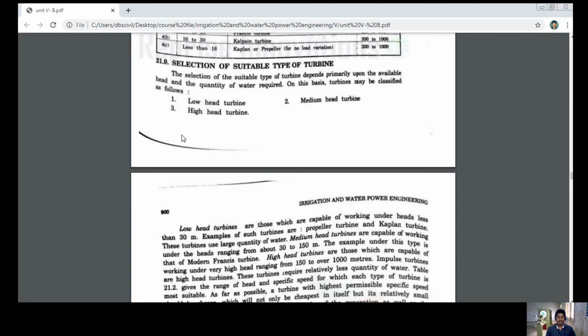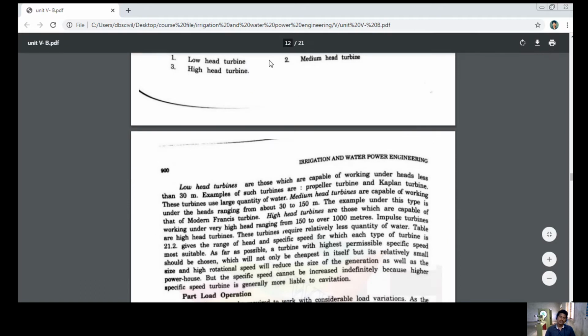On this basis, turbines are classified as low head turbine, medium head turbine, and high head turbine. Selection depends primarily on the available head and water required. A low head turbine can carry a small amount of water, a medium head turbine somewhat better, and a high head turbine can process much more water than low or medium head turbines.